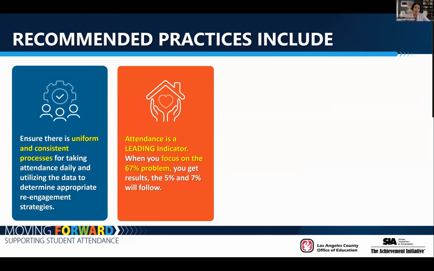Attendance is a leading indicator. When you focus on the 67%, you get results, and the 5 and 7% will follow. So when we talked about those statistics around course failure, getting kids to school is really the critical piece.